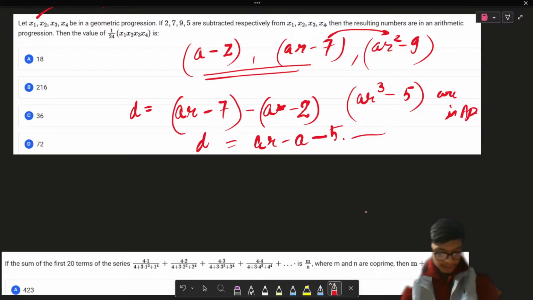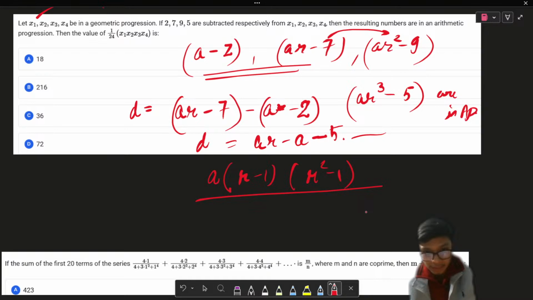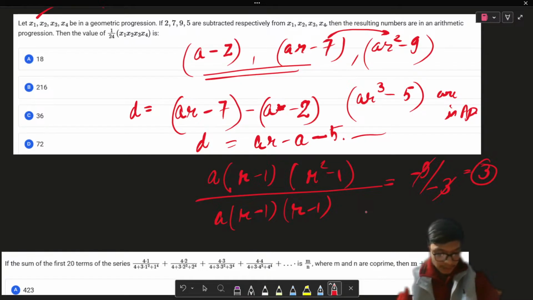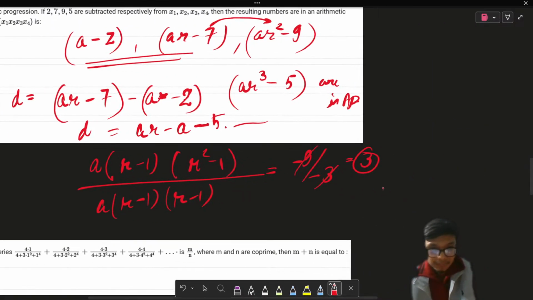In order to simplify, let us divide the expressions. One expression you will get like this, A times (R minus 1) times (R square minus 1), and the other expression you will get as A into (R minus 1) into (R minus 1). If it's divided, you're going to get minus 9 by minus 3, which comes out as simply 3, right? So from this expression, you will have the value of R, which is simply 2.